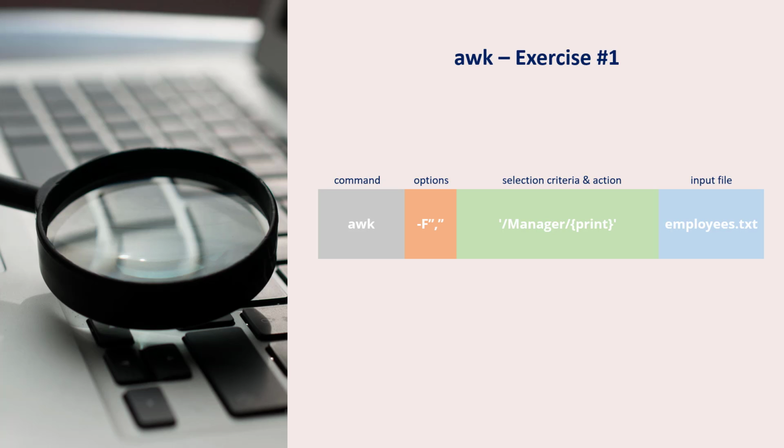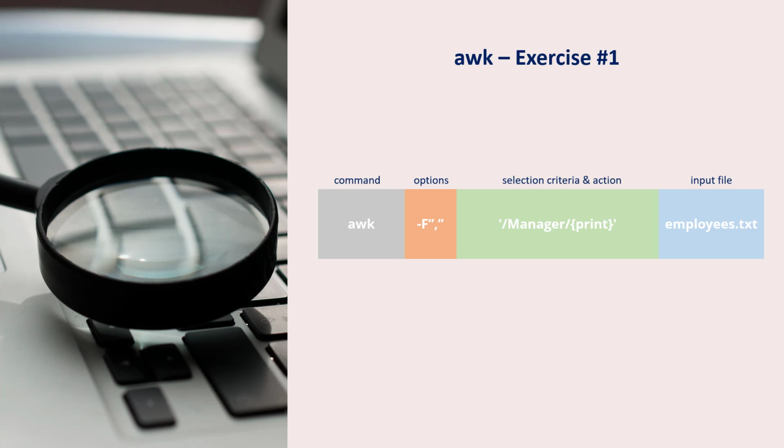Awk by default assumes that the delimiter in the input file is space. So if the fields in our input file records are separated by a space, then you can skip this option altogether. But in our input file employees.txt, the delimiter is comma. So you will have to specify this fact explicitly to awk using this -F option. So the option is -F and in double quotes the delimiter, which is comma in our case.